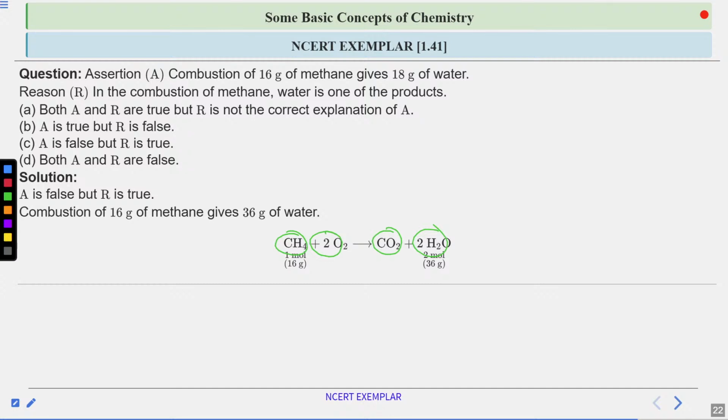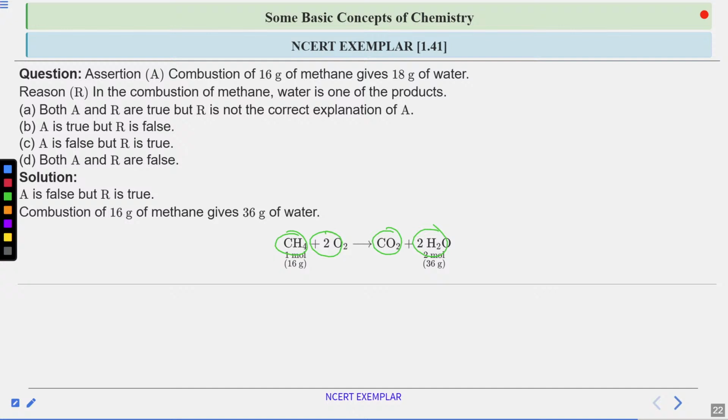Yes, in partial combustion, where you have a limitation of oxygen, there can be formation of carbon monoxide as well. So that would be mentioned in the question if it is there. But in this case, it is combustion. Got it? Now coming back to the question.